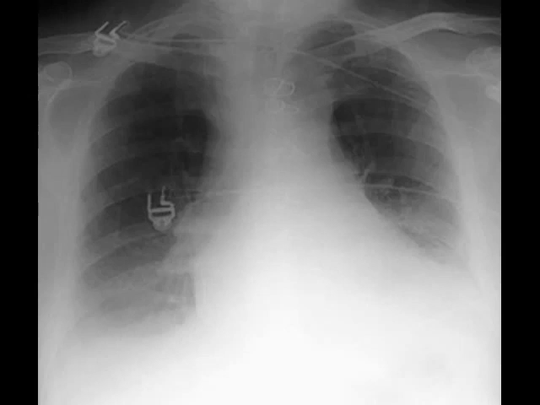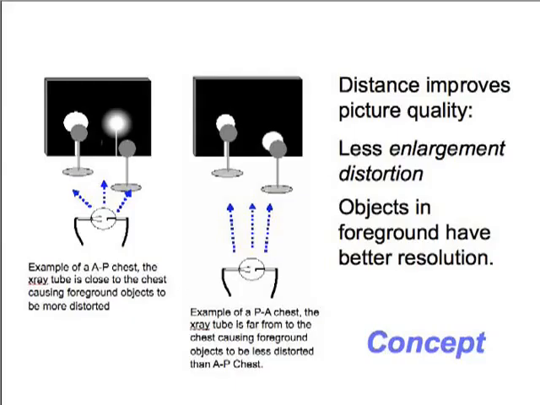There's a reason it's not as good, and here's the reason why. When the tube is too close to the patient, foreground objects tend to be less distinct than background objects. It has a tendency to enlarge the heart abnormally and sort of fuzz out those foreground objects. Remember, the thing closest to the plate is the most distinct. With the PA chest, however, where the light source is put, and I call it light, but it's not visible light, is put further back, it tends to do a better job of preserving the clarity of foreground objects.